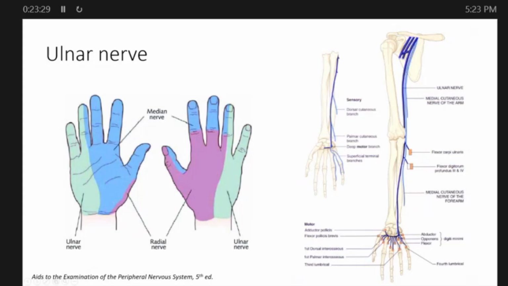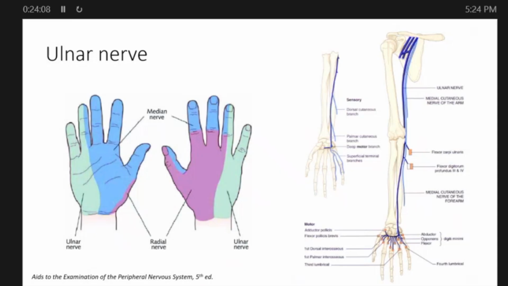And you can test for Froment's sign, which I think everyone probably remembers from board exams, that you can't hold an index card in between the thumb and index because the adductor of the thumb is weak, and so they cheat by flexing the interphalangeal joint of the thumb, which is median nerve innervated, flexor pollicis longus muscle, rather than the adductor, which is ulnar innervated. And again, in advanced cases, you'll see a Wartenberg sign where the patient can't adduct the pinky finger, and so they get their finger stuck when they're putting their hand in the pocket.